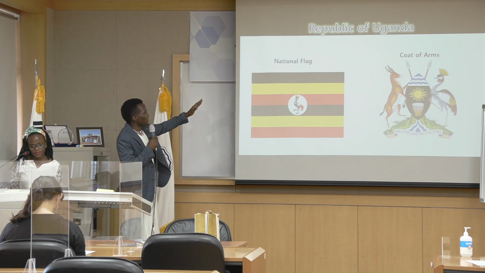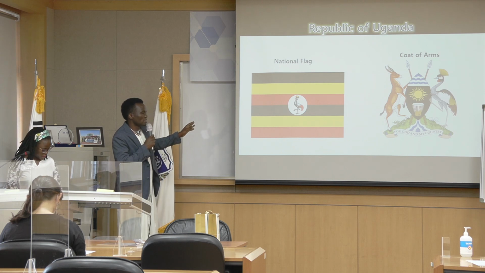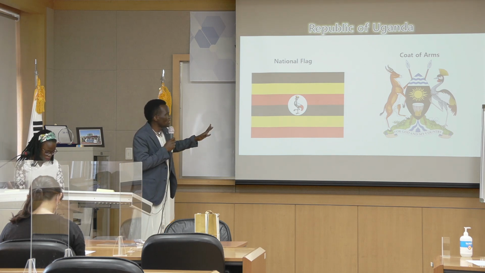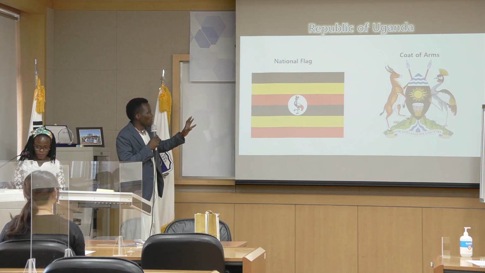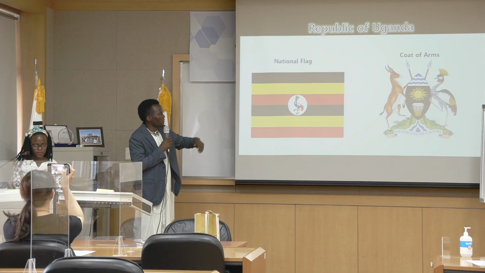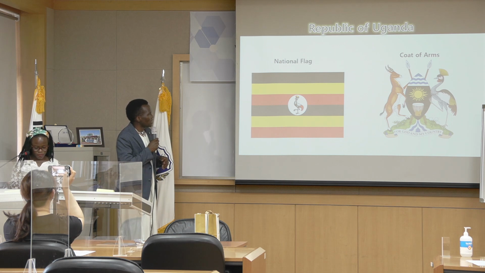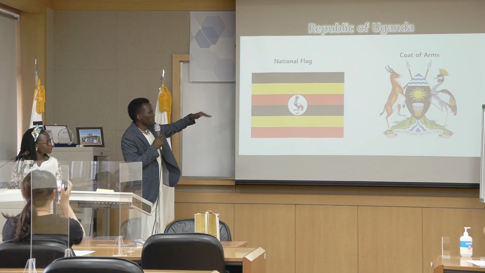Then on this side, we have the national animal, the kob, which represents the abundant wildlife. My colleague will explain more about tourism in Uganda, because we depend on tourism because of the abundant wildlife. Then the other side, I've already explained to you the national bird. Then the blue stream, the blue waves, represents the abundant water, Lake Victoria and Lake Albert.